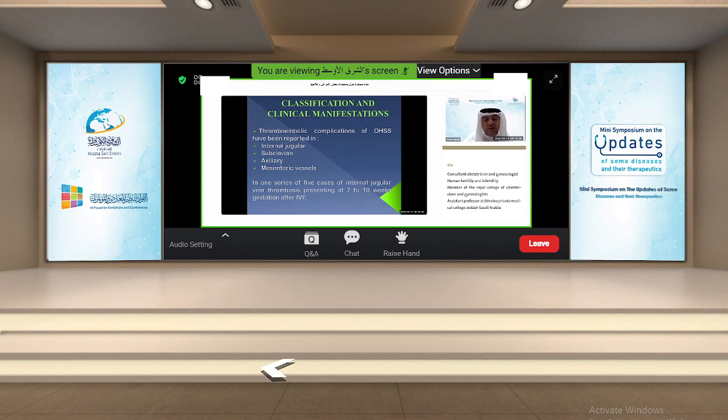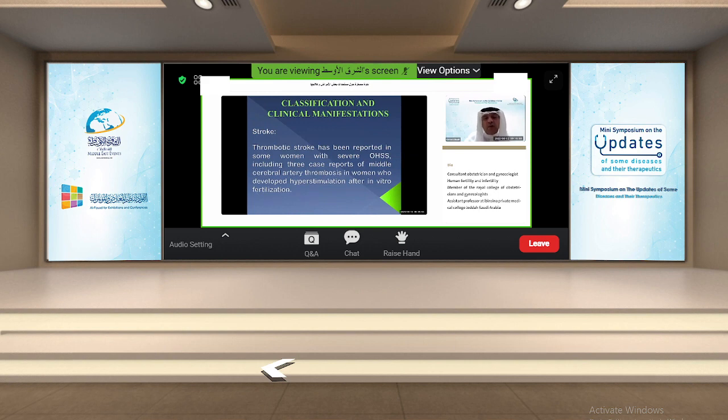In one series, 5 cases of internal jugular vein thrombosis presented at 7 to 10 weeks of gestation after IVF. The lady is pregnant with a multiple gestation, but we notice these manifestations. Here we have another serious complication, which is the stroke. If there is a thrombosis in the brain, this is the end result. Thrombosis has been reported in some women with severe ovarian hyperstimulation syndrome.